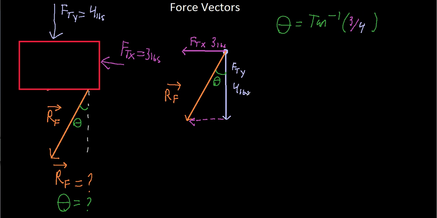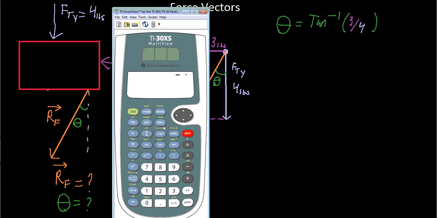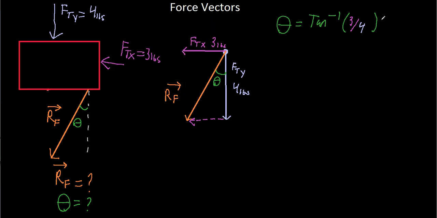And so we just plug this into our handy-dandy calculator. We pull it out, we get our inverse tangent, and we just say 3 over 4. And we get our angle, if I can hit the 4 button, we get our angle is 36.9 degrees. So theta equals 36.9 degrees. And of course, this is coming off the y-axis, and it's going down and to the left.